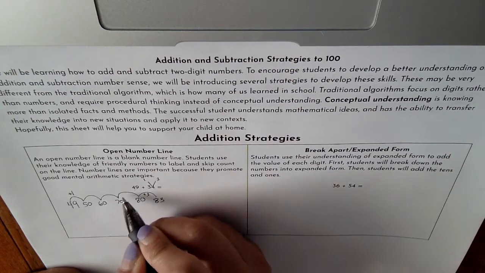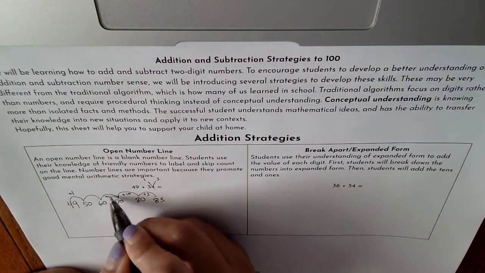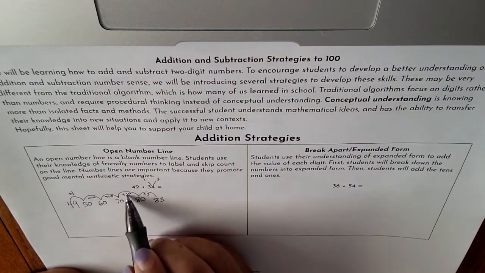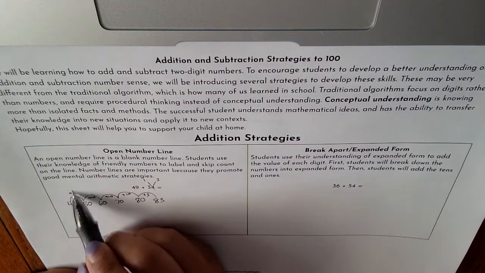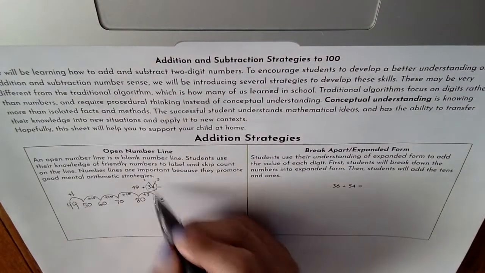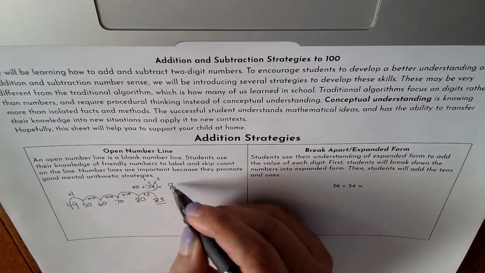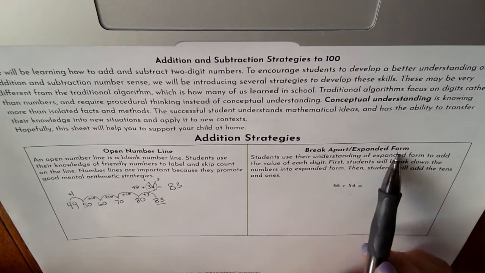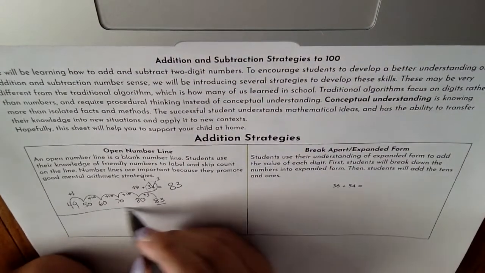So plus 3, plus 10, plus 10, plus 10, plus 1. So 10, 20, 30, 31, 32, 33, 34. So we've added the 34 and we landed on 83. I will show you this question with the break apart method, and I'll show you both of them using both of the strategies.